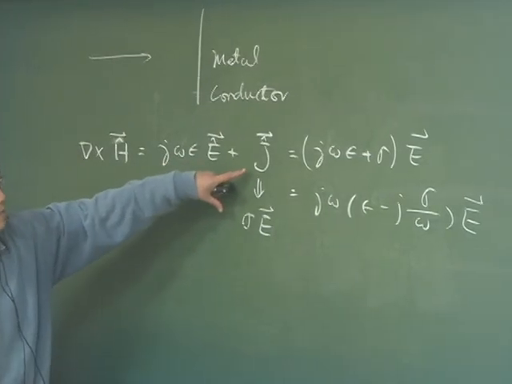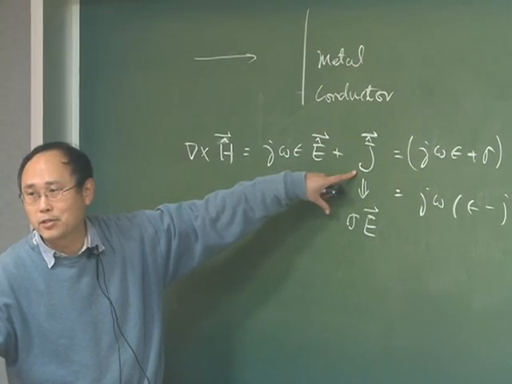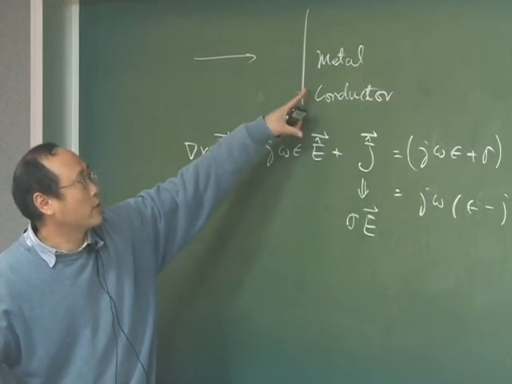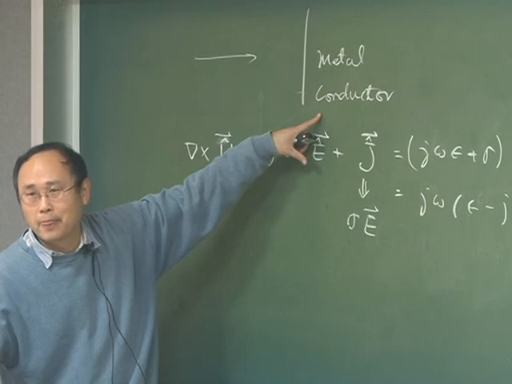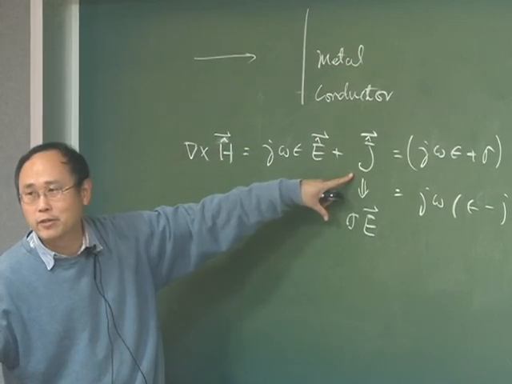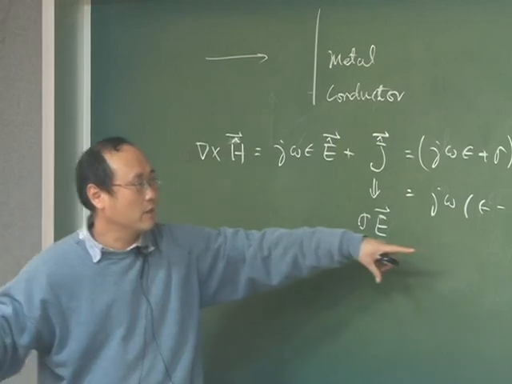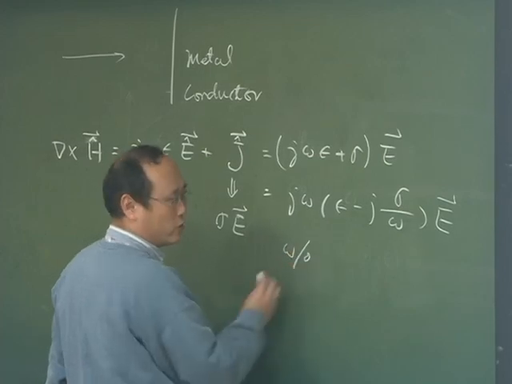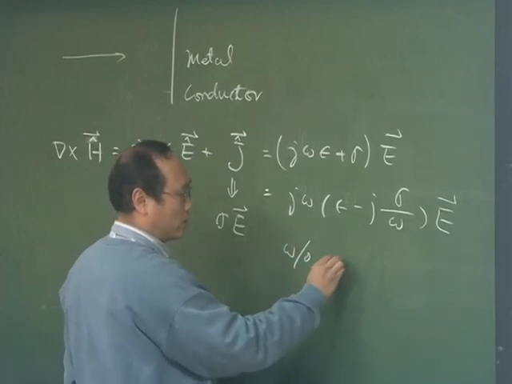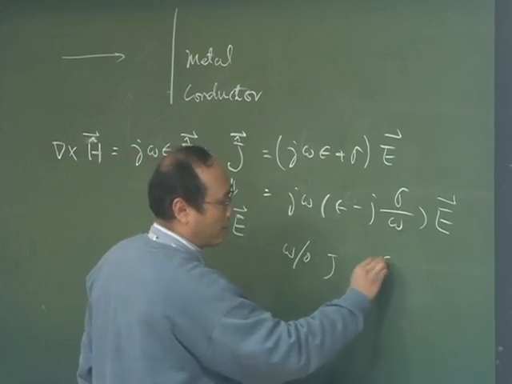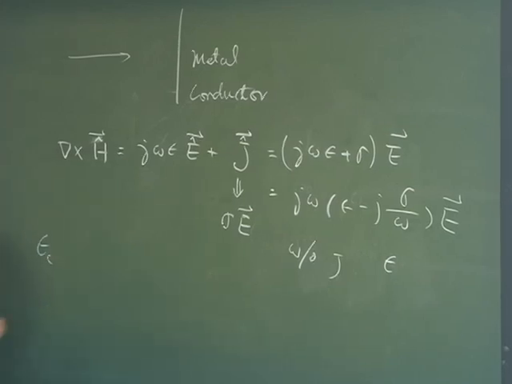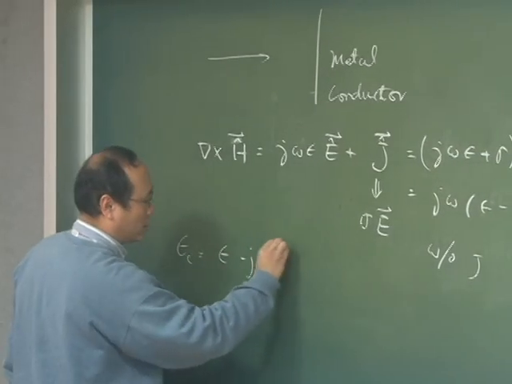之前没有这一项在那个地方 because we deal with vacuum or dielectric material. But with a piece of conductor, the J, the electric field will induce a current on this piece of metal. Okay, so you have to take into account this J. With this J, you end up having this term, and without the current, without J, you only have epsilon. So now you have complex permittivity equal to epsilon minus J sigma over omega.